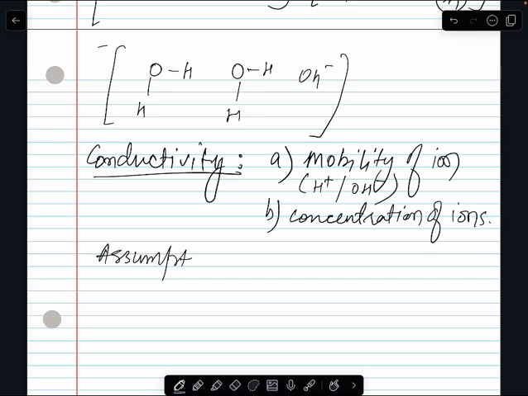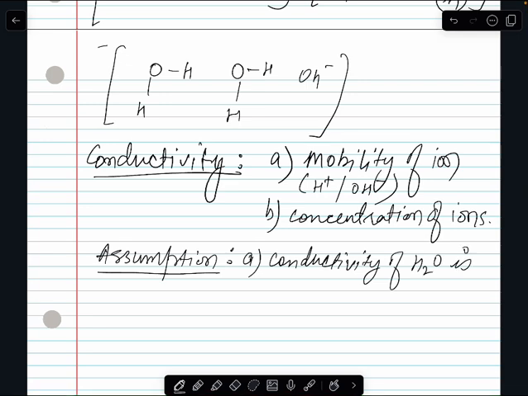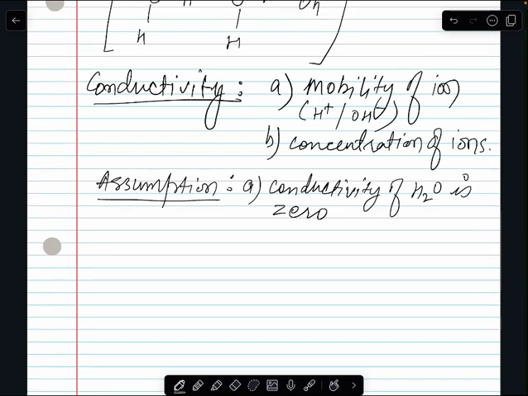First assumption is the conductivity of H2O is 0. And apart from it you must also remember that if I talk in general about the conductivity, the conductivity of strong acid or strong base is much higher than the conductivity of salt, which will be higher than the conductivity of weak acid or weak base. So these are the things that you should keep in mind.